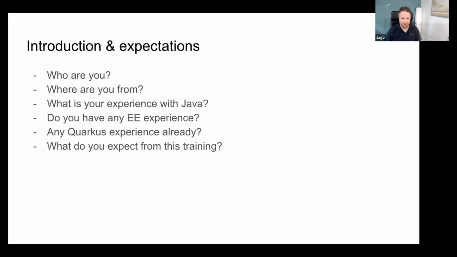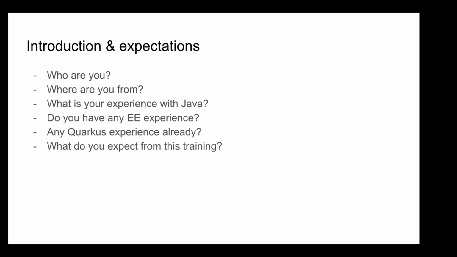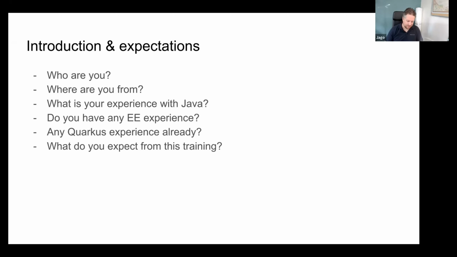Then it's Uta. Hello. Sorry, my name is Uta. I will change my name then as a new login. I'm from Germany and from IBM. I'm using Java for at least 10 years. I have experience in EE, but I have no experience with Quarkus, and I want to learn more about this framework. And this is what I expect from this training. All right, thank you. Marcus?